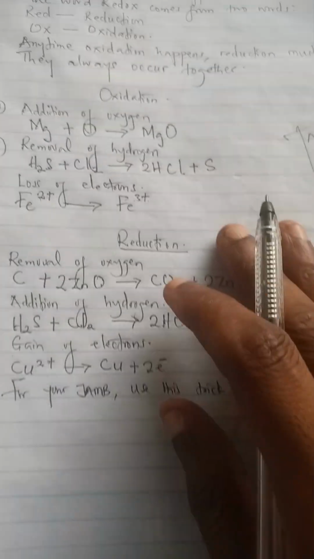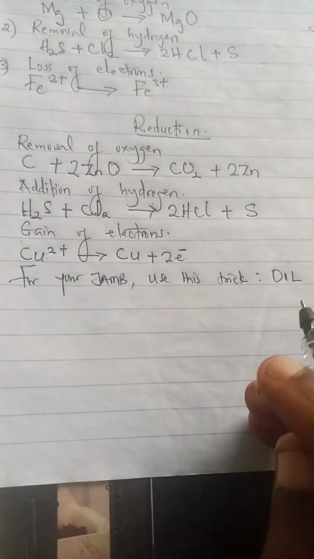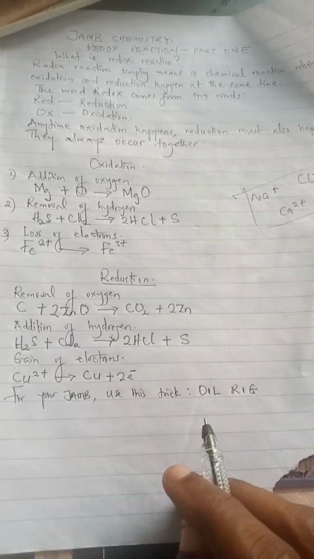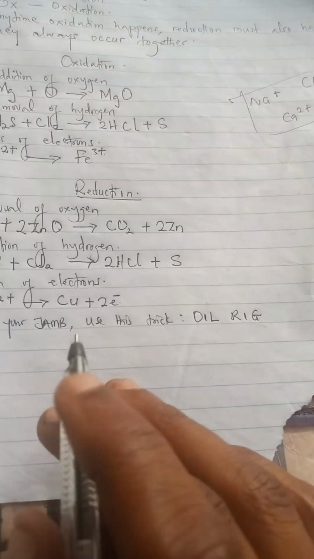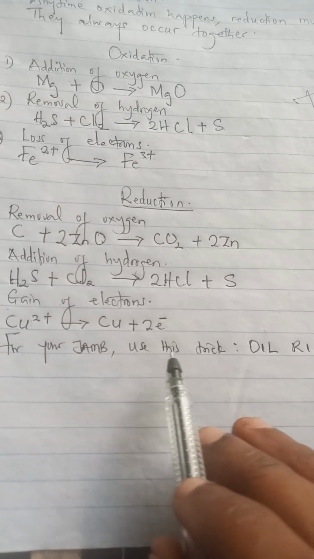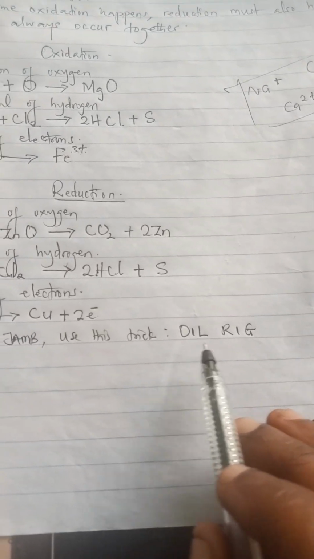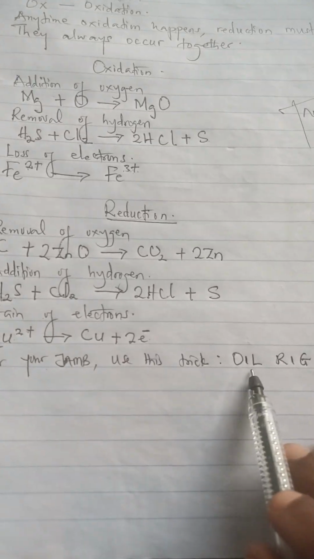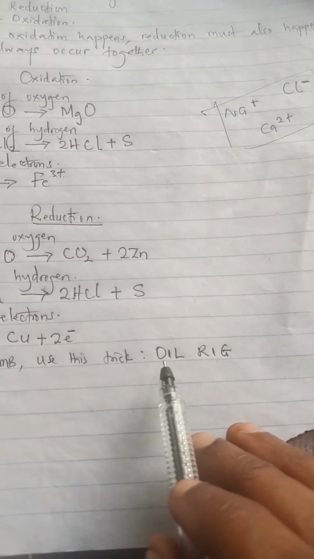like this. So now, if you want to remember the definition of oxidation and reduction, I'm going to give you a trick for your JAMB. See what I said here. For your JAMB, use this trick: OIL RIG. Just remember this word, OIL RIG. What did I say? OIL RIG. So what does it mean?